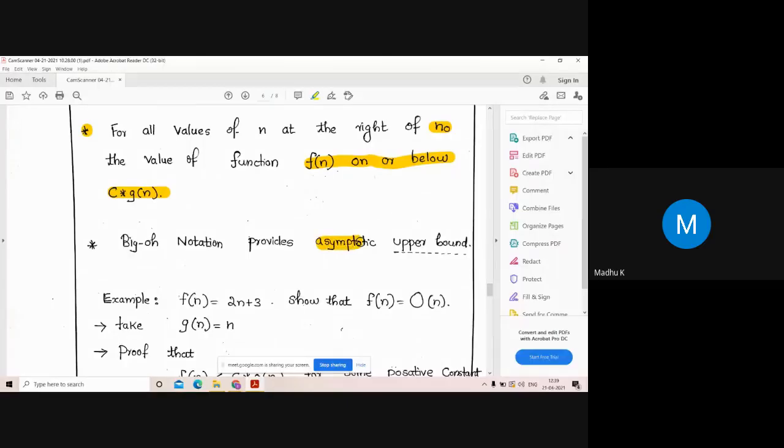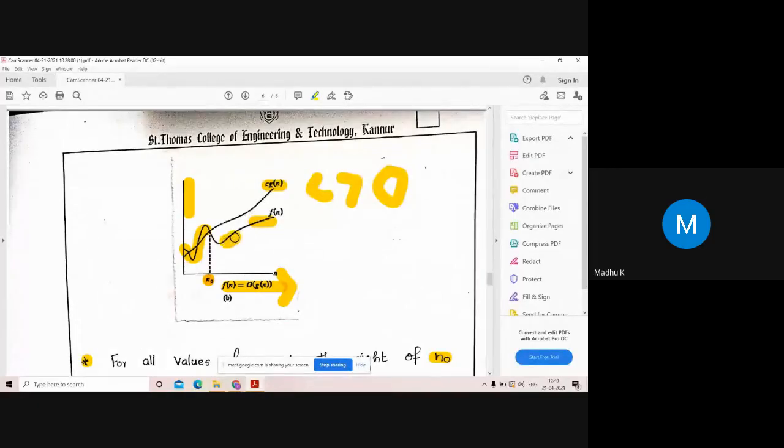Asymptotic upper bound. This is another important point. Big O notation always provides an asymptotic upper bound of f of n. f of n never goes above g of n after n0.